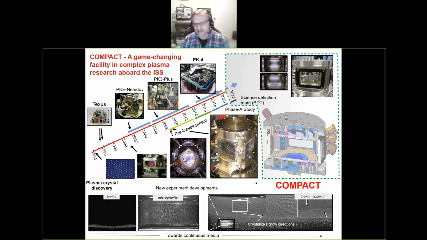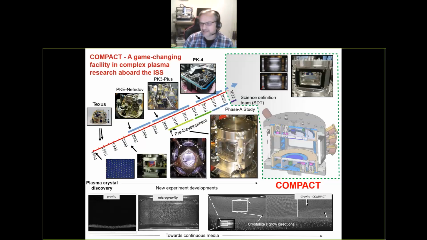That's actually from PK-3 Plus, where you see a cross section of such a dust cloud, and you can resolve it to the individual particle. And here you see clearly on the left the picture from under gravity condition, the similar setup. You practically compress the dust cloud, and because of sedimentation, you can barely study 2.5D systems.